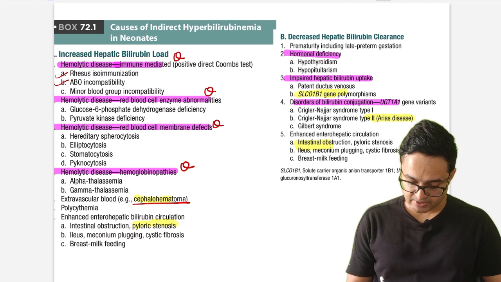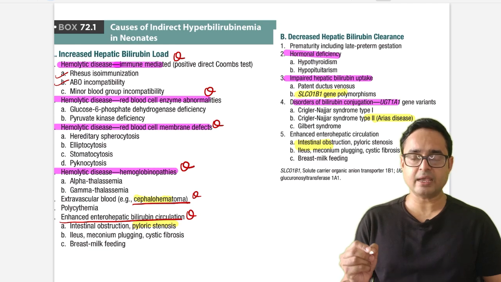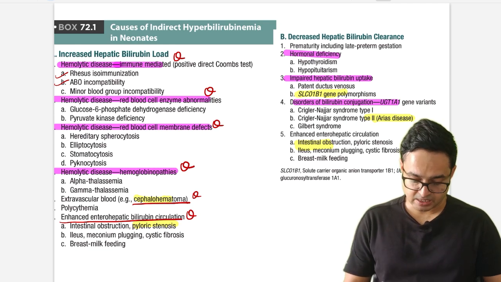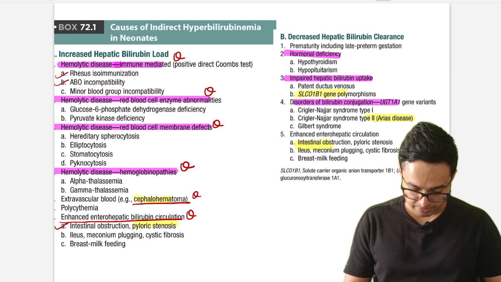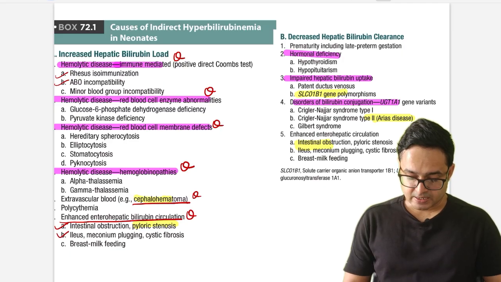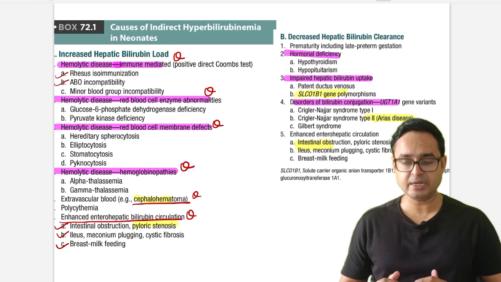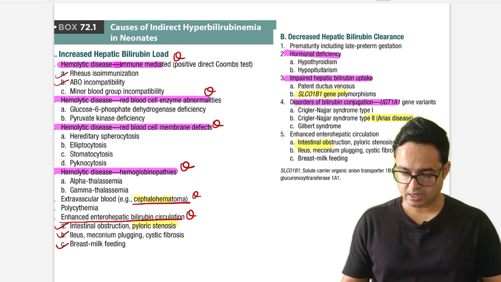Okay, extravascular blood, cephalohematoma, enhanced enterohepatic circulation. This is again important, has been asked previously many times. Intestinal obstruction, pyloric stenosis, ileus, meconium plug syndrome, cystic fibrosis, and breast milk feeding. All are the causes of enhanced enterohepatic bilirubin circulation leading to neonatal jaundice.